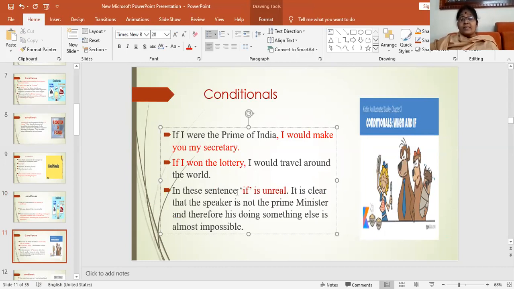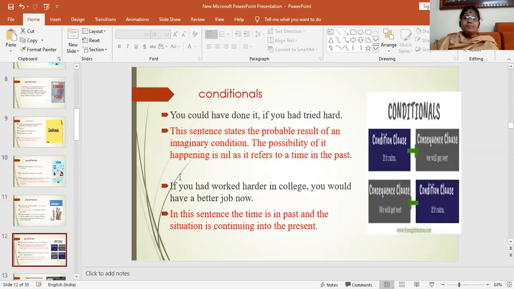Now look at the first one. It is clear that the speaker is not the Prime Minister, and therefore his doing something else is almost impossible. Now, even in the second sentence, it is clear that he has not won the lottery. So his traveling around the world is something that is impossible, right? So these two examples are very unreal.